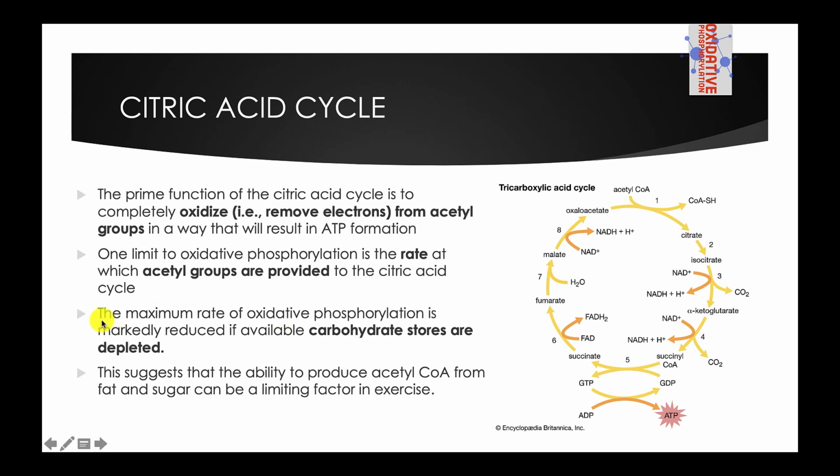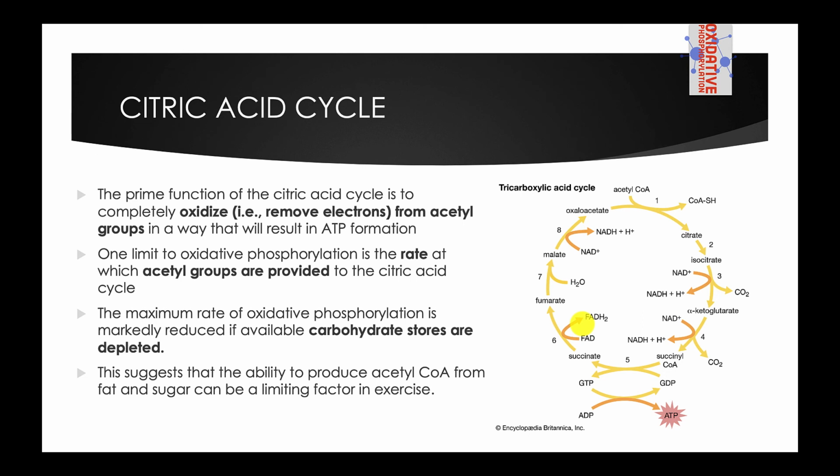When I talk about crosstalk, you can see that mitochondria function is sensitive to glucose and carbohydrates. So in this bullet point here, it says the maximum rate of oxidative phosphorylation is markedly reduced if available carbohydrate stores are depleted. Now, why is that? So I want you to take a moment and think about why the absence of carbohydrates would reduce oxidative capacity.